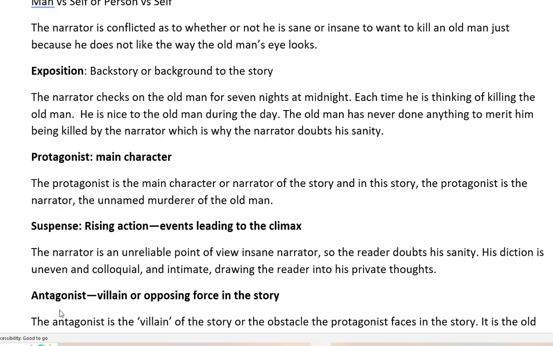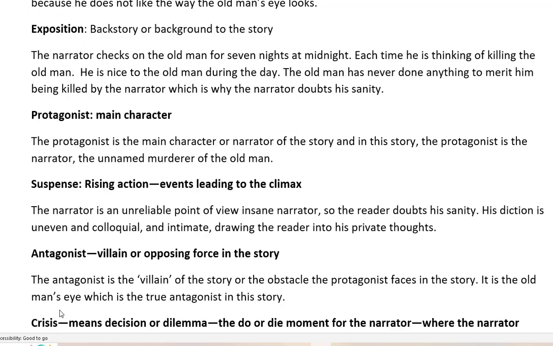Antagonist is the opposing force of the story. So usually you have the hero and the villain. The hero of the story, although in this case he's not quite a hero, is the protagonist, and usually the antagonist is the villain. I mentioned this in the week 2 lecture. So here in this story, the antagonist or villain of the story is the old man's eye. Okay, so just think, somebody's eye can be like your opposing force. So I guess that means that the narrator has really gone crazy.